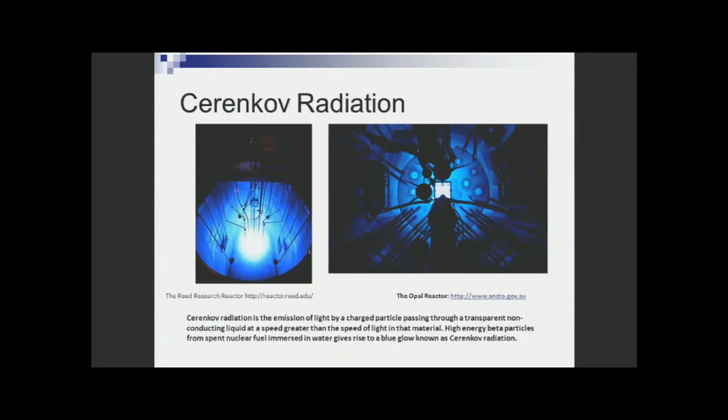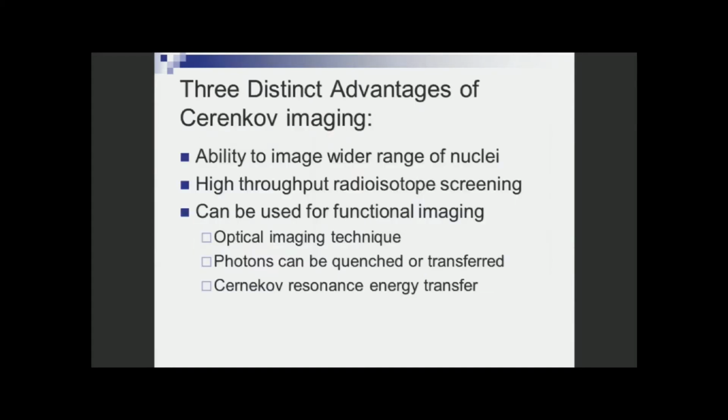So as we've heard already this afternoon, Cherenkov radiation is the blue glow that you can see from a nuclear reactor, and it's the light that you observe when charged particles exceed the speed of light traveling through the medium.